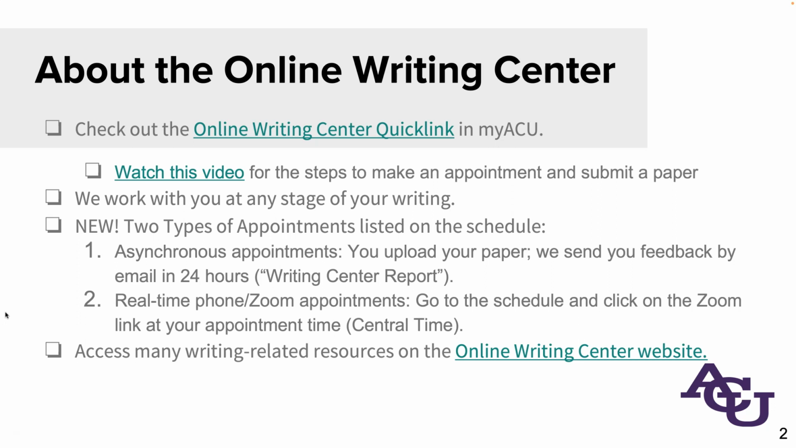You can also sign up for a real-time phone or Zoom appointment, which is just what it sounds like. You'd have a conversation by phone about your draft or questions about your draft, or be looking at a screen shared in Zoom as we're having this conversation. And what you should select depends on what you want and what you feel will be the best way to get that at any given time.